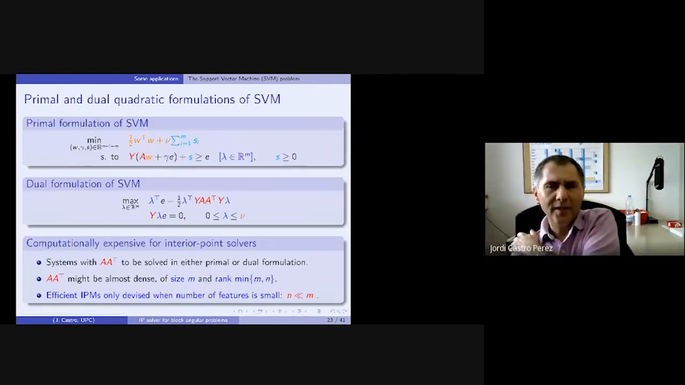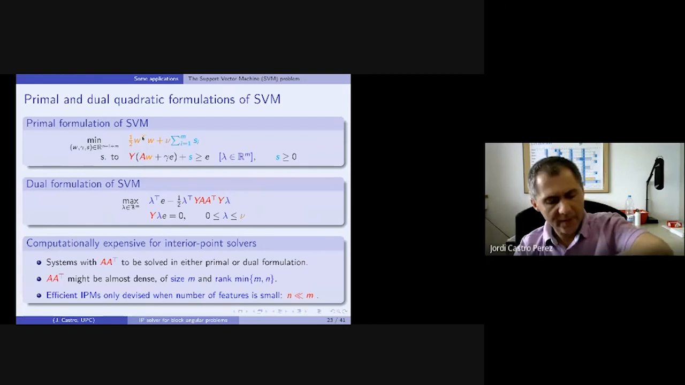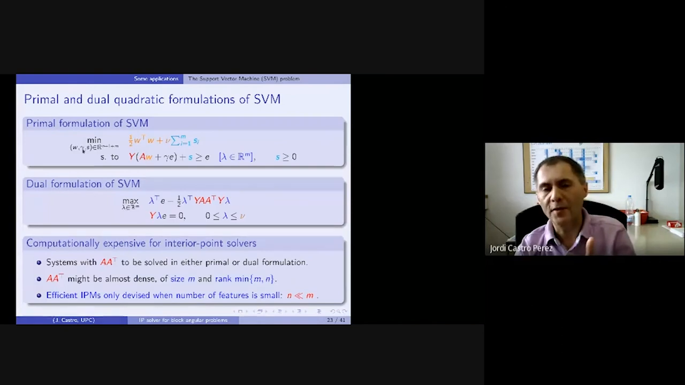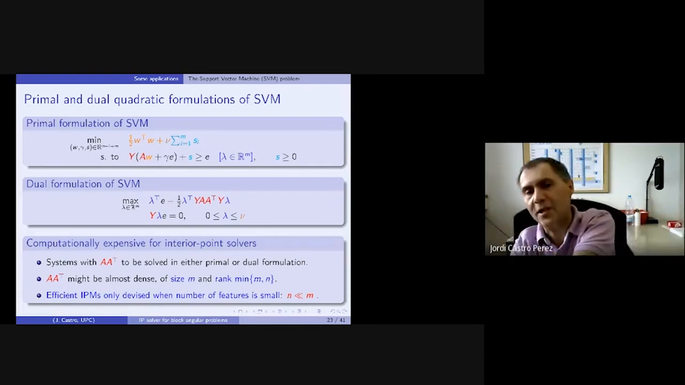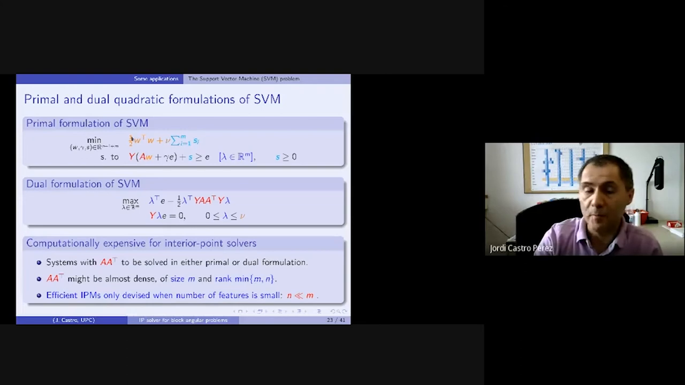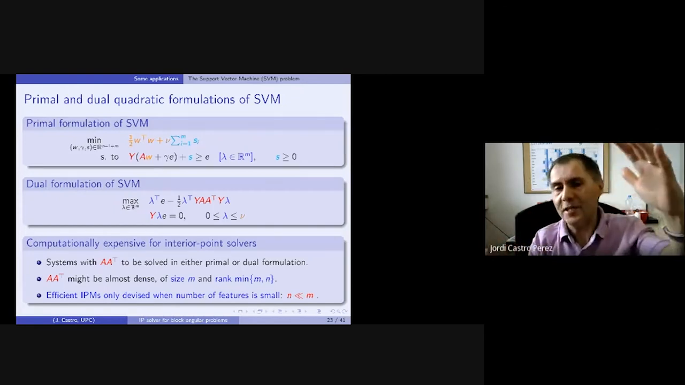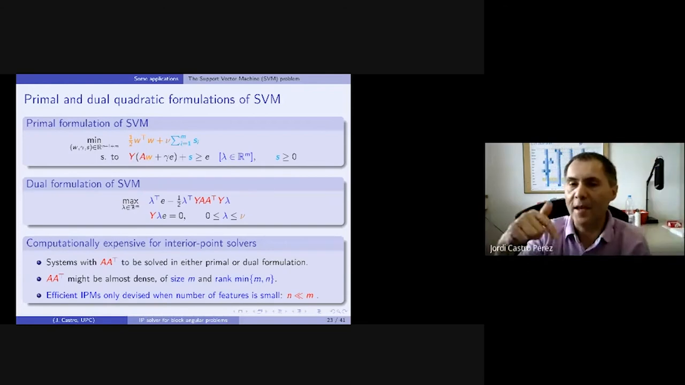I don't want to enter too much into details, but that's the primal formulation of the support vector machine problem. Basically, it has two parts, the objective function. Very quickly, you need to compute w, the normal vector of the plane. Gamma is the intercept, the independent term of the plane. The r's are slack variables that compute the misclassification errors, the errors when some triangle is put in the circle region. So that's the objective function. Basically, its purpose is to make the separation margin of the two planes as large as possible, and at the same time to reduce the misclassification errors. That's the primal formulation.